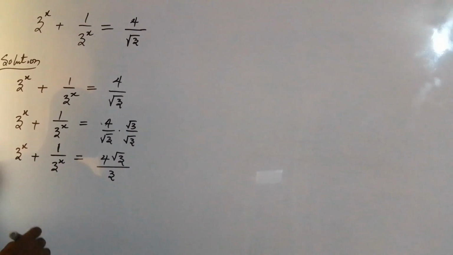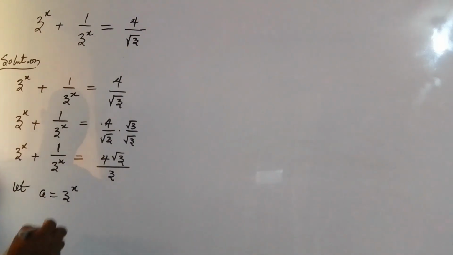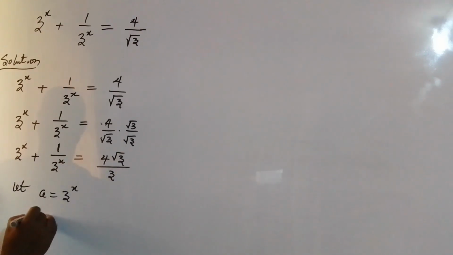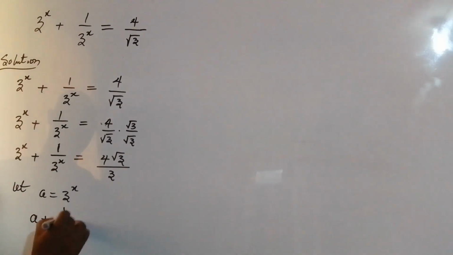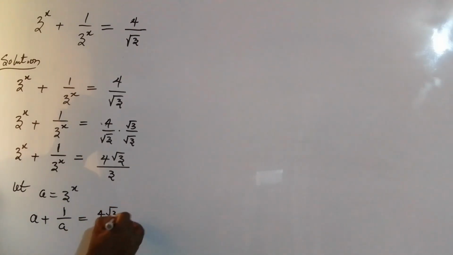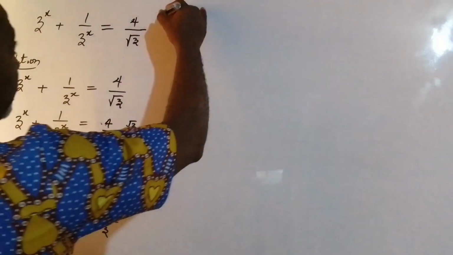So now we say let a equal to 3 to the power of x. So if a is equal to 3 to the power of x, then this equation now becomes a plus 1 over a equal to 4 root 3 all over 3. From here we are going to multiply both sides of the equation by 3a.